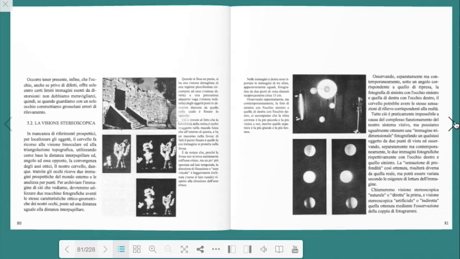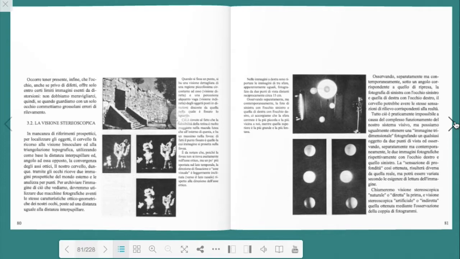Page 81. The images on the right show three spheres, apparently the same, photographed from two points of view about 15 centimeters apart. Looking separately, but at the same time, at the left photo with the left eye and the right one with the right eye, we realize that the centered sphere is the smallest and closest to us, while the upper one is the largest and the farthest. Observing, separately but simultaneously, under an angle corresponding to the shooting angle, the left photograph with the left eye and the right one with the right eye, the brain could have the same sensations of relief corresponding to reality.